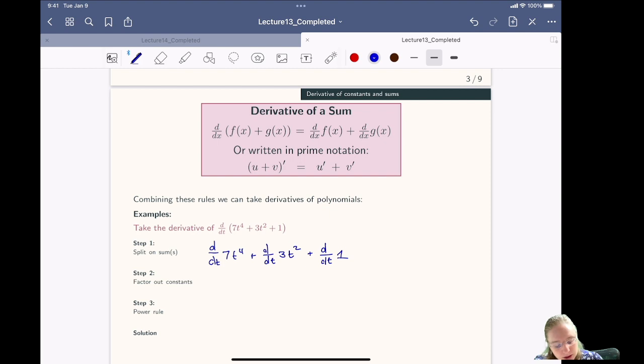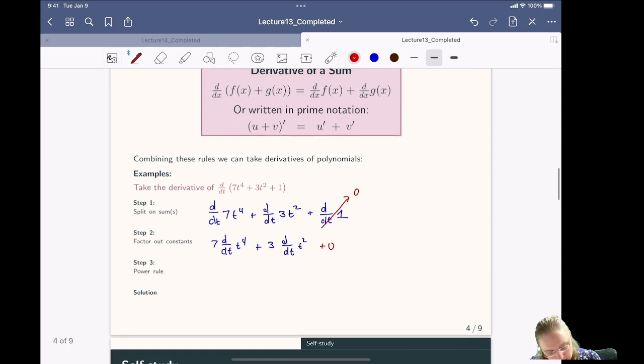Now, we can factor out the constants. We're going to factor out this constant, this constant. Now here we're taking just the derivative of a constant. So this term simply directly goes to 0, and we end up with 7 times the derivative of t to the 4th plus, factor out that 3, d by dt of t squared plus this constant, which is 0. So I could put in a plus 0 out here, but that will go away.